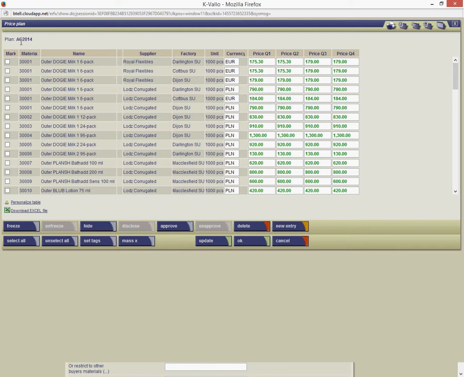So when we do this, we take a copy of the actual 2014 and our plan, which we are planning, we call update for 2015. So we're making a copy of this price plan.